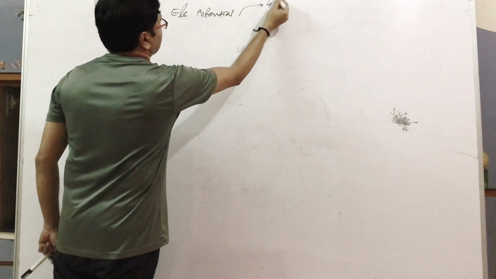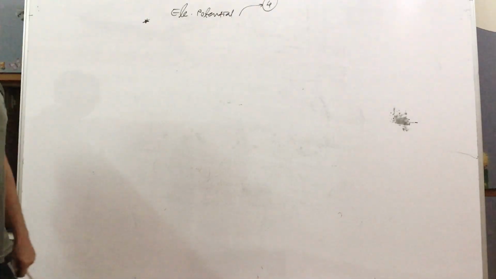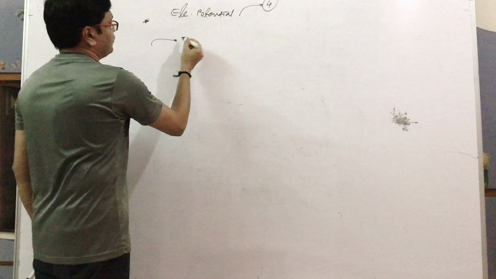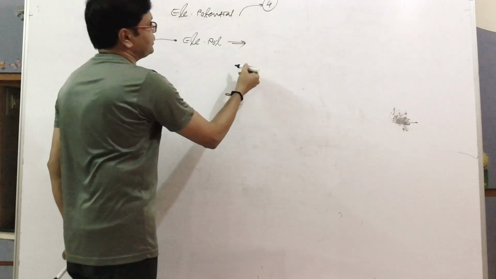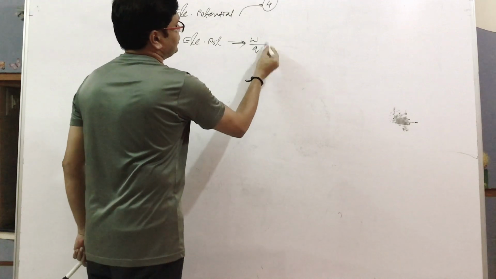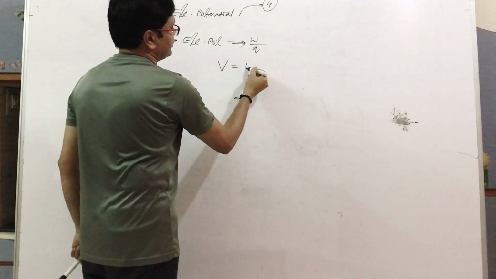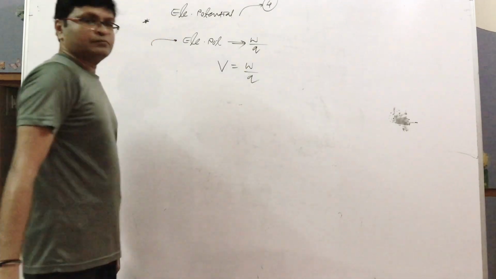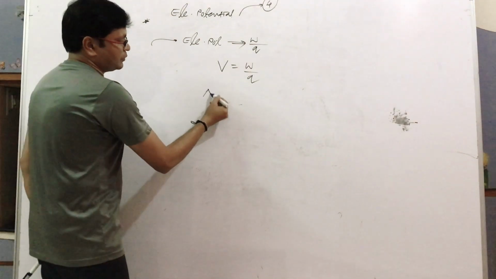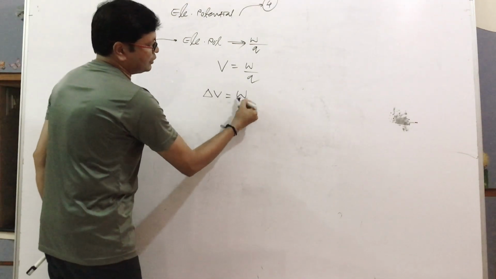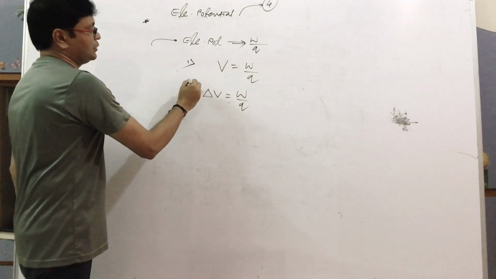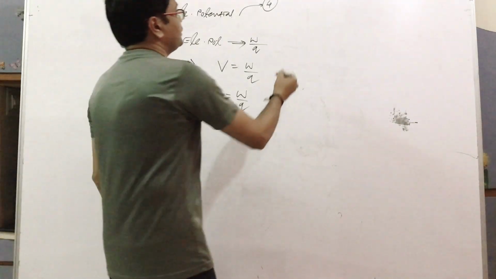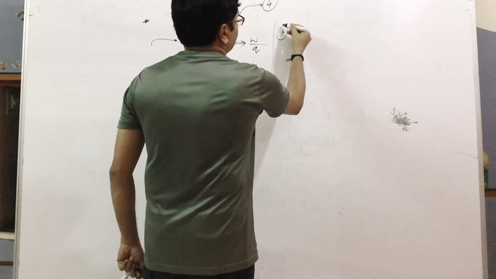And this is lecture number 4. So you know that very well. First of all, what is the electric potential? Electric potential means the work done per unit charge. So V is equal to W by Q. In terms of potential difference, delta V is equal to W by Q. You know that. So this one is formula number 1, 2, number 3.